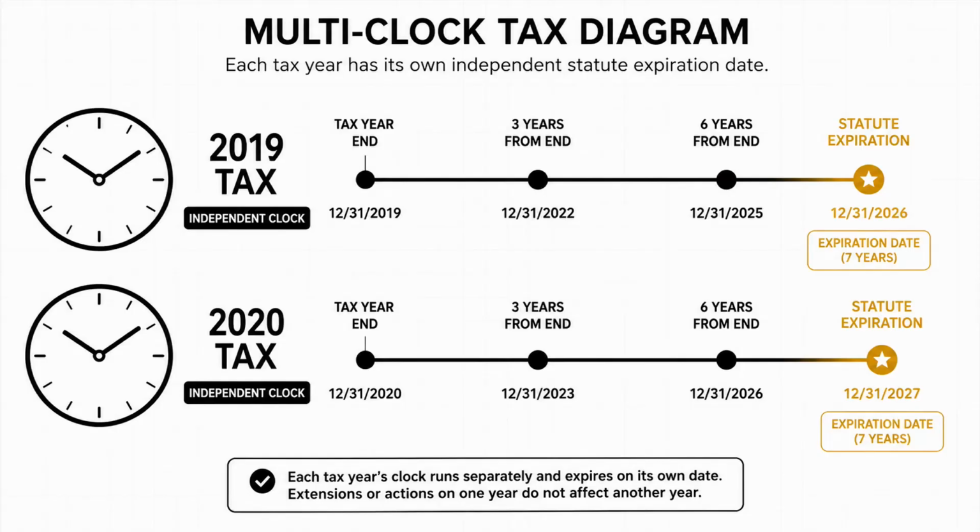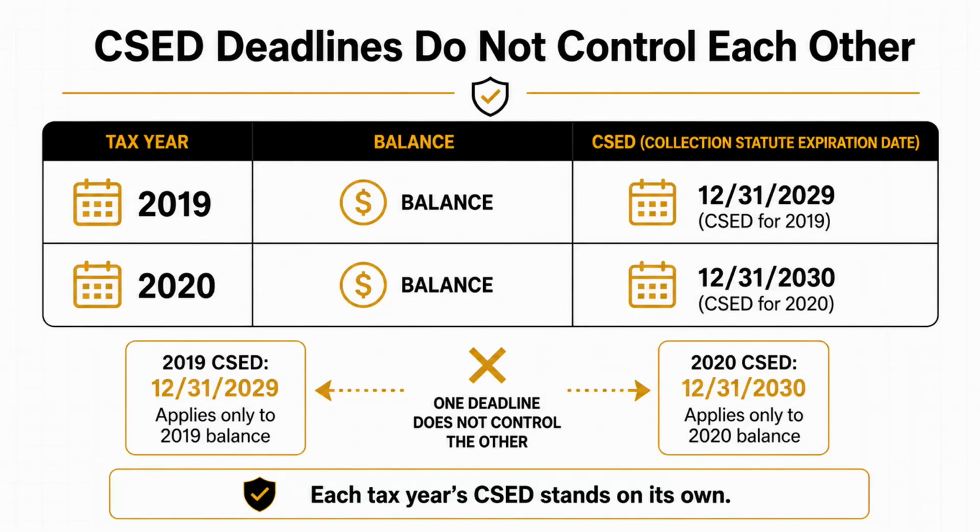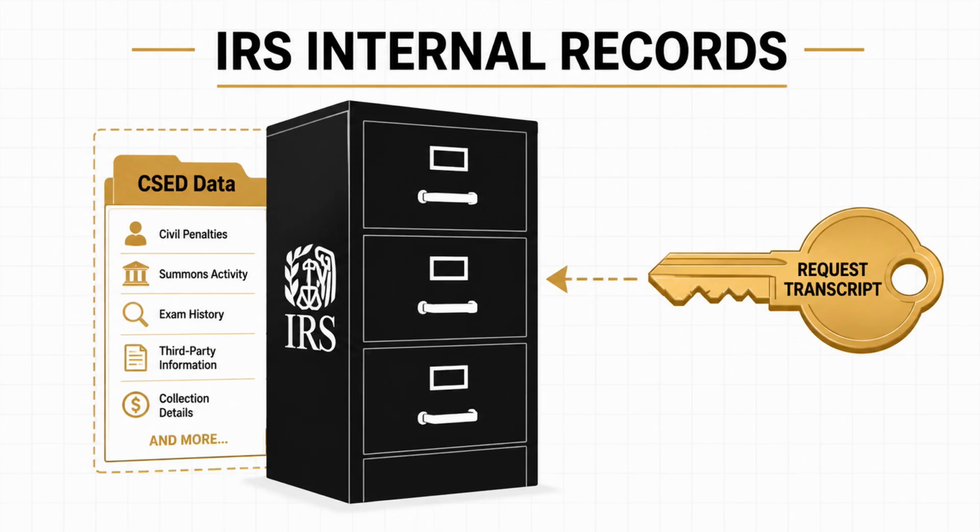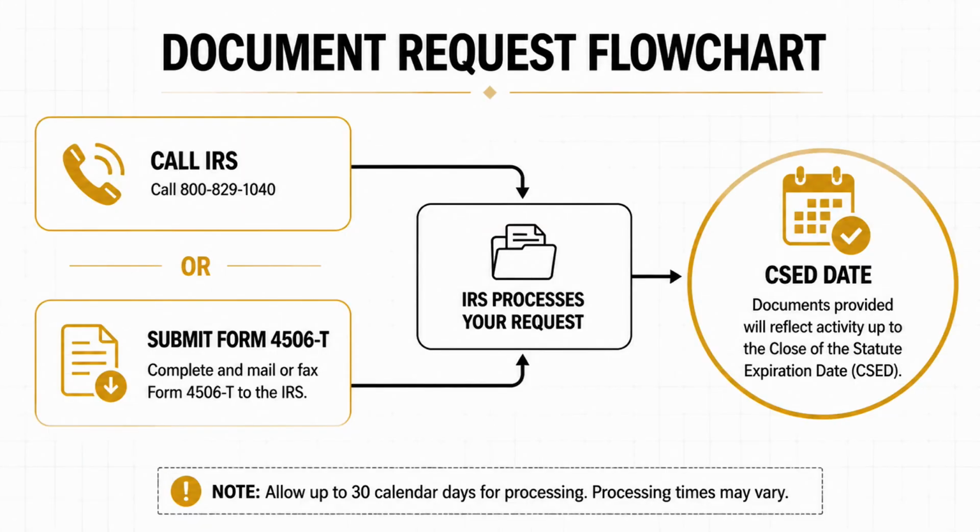What the assessment date establishes is the Collection Statute Expiration Date, the CSED. That is the date on which the IRS's legal right to collect the specific debt expires. Each tax period, each assessment, carries its own CSED. If you owe for 2019 and 2020 separately, you have 2 clocks running. They do not share a deadline.